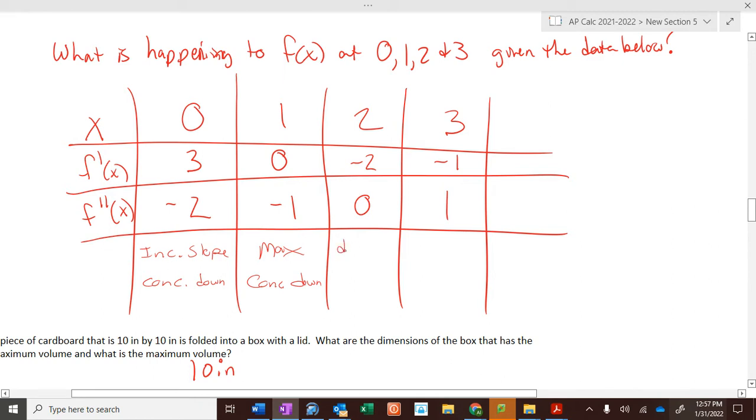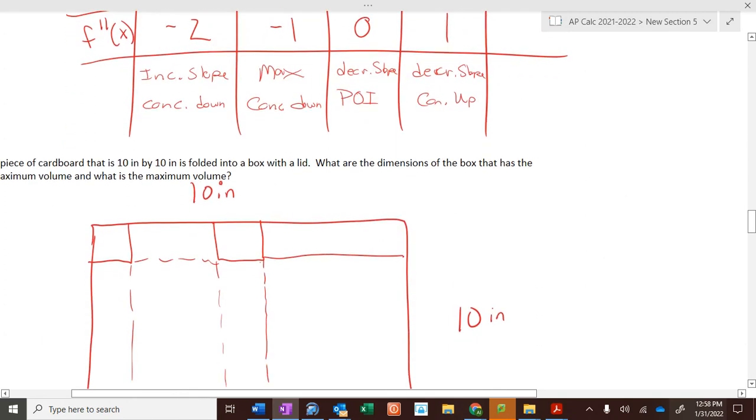Decreasing slope and a point of inflection. At 3, what's going on? Decreasing slope and concave up. Okay, so you can do that.